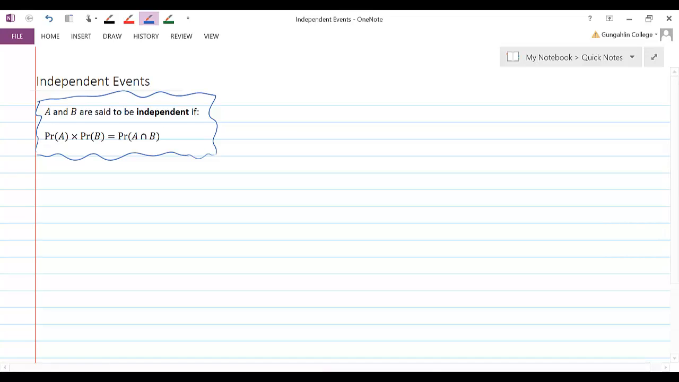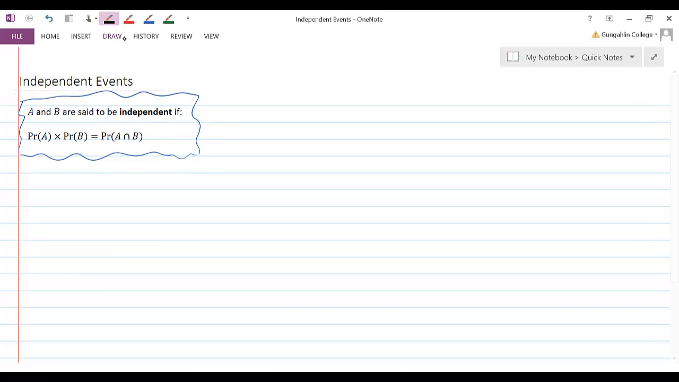So A and B are said to be independent if the probability of A times the probability of B is equal to the probability of A and B both happening. Now, if it was up to you or me, this is probably not a good definition of independence. It doesn't imply anything about A and B not having an impact on each other. However, this definition flows out of a couple of different ways of thinking about this, and in this video we're going to talk about how it relates to those definitions.